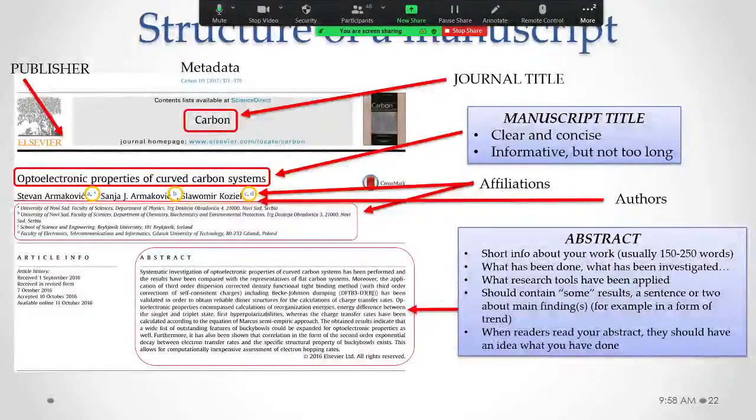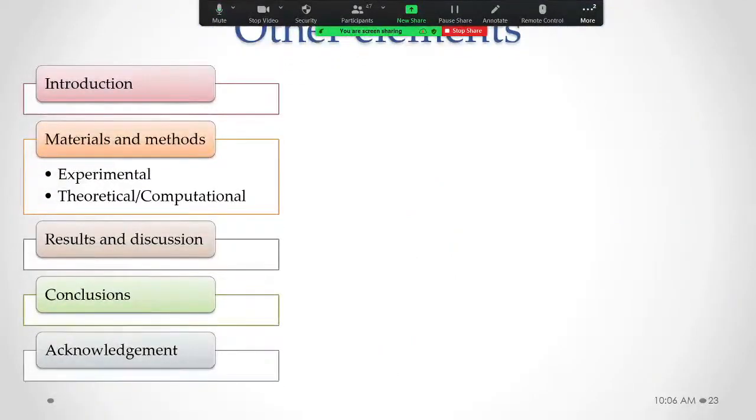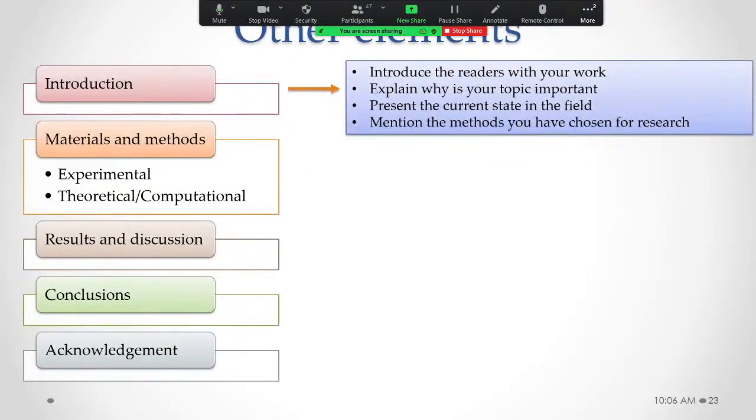So when readers read your abstract, they should have an idea what you have done, what tools you have used, be it experimental or computational tools, and what is the main finding in your work. Another essential element of the manuscript is the introduction. In the introduction, you introduce the readers to your work, and it is very important to explain why your topic is important. If they don't find justification why you are working on that topic, they will not read it, or the editor is not going to appreciate that.